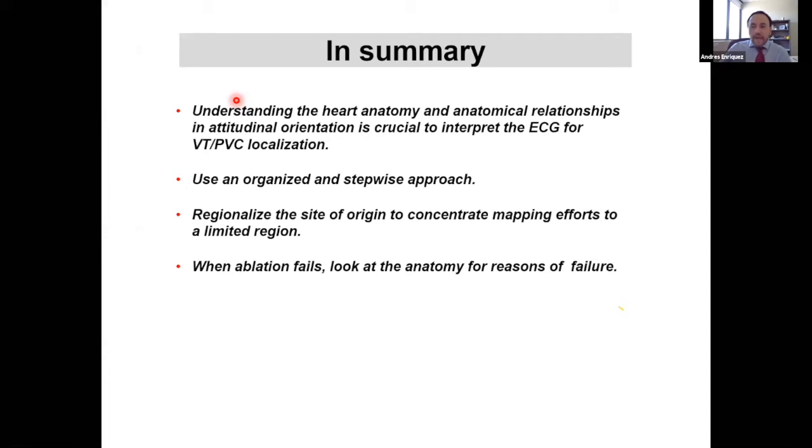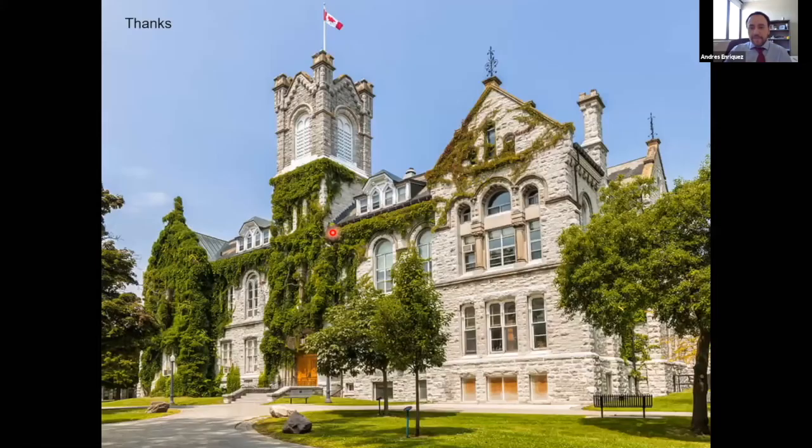So in summary, understanding the heart anatomy and anatomical relationships is crucial to interpret the ECG for PVC localization. We have to use an organized and stepwise approach. The idea is to regionalize the site of origin to concentrate mapping efforts to a limited region or chamber. And if we fail, we always go back to the anatomy for reasons of failure. Is the site of origin epicardial or intramural? Did the exit change maybe because of our first lesions? Can we target that site from a neighboring structure, etc.? Thanks very much.